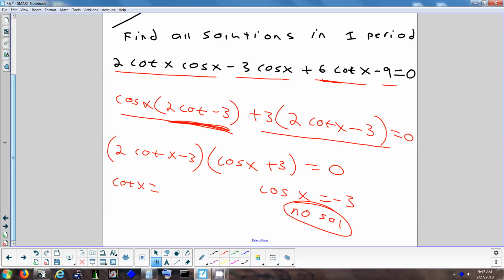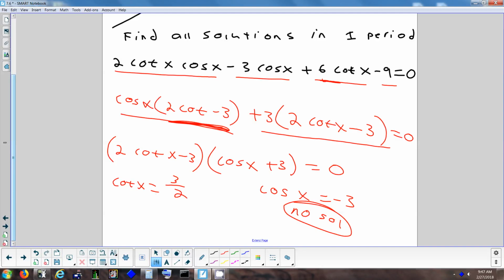Cotangent x equals, add the 3 and divide by 2. So now, to get rid of cotangent, normally you would have to use inverse cotangent. We don't have a button for that. But if you were going to type cotangent into the calculator, how do you do it? What button do you use? Yeah? The tangent button. You use the tangent button, but you do what with it? Divide 1 divided by tangent. And what does that do to it?